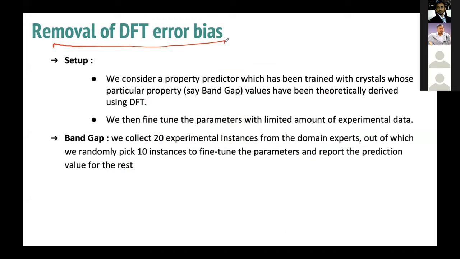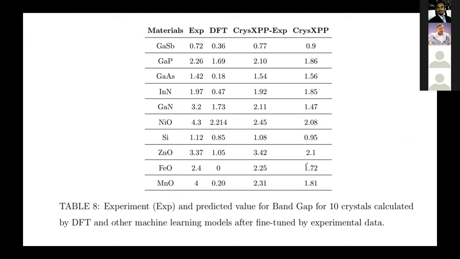Now, after that, we fine-tune the parameters with a limited amount of experimental data. Specifically, in this experiment I am explaining, we collect 20 experimental instances from domain experts, out of which we randomly pick 10 instances to fine-tune the parameters and report the prediction values. So now let us see this result. We have a material, and the experiment is 0.72.